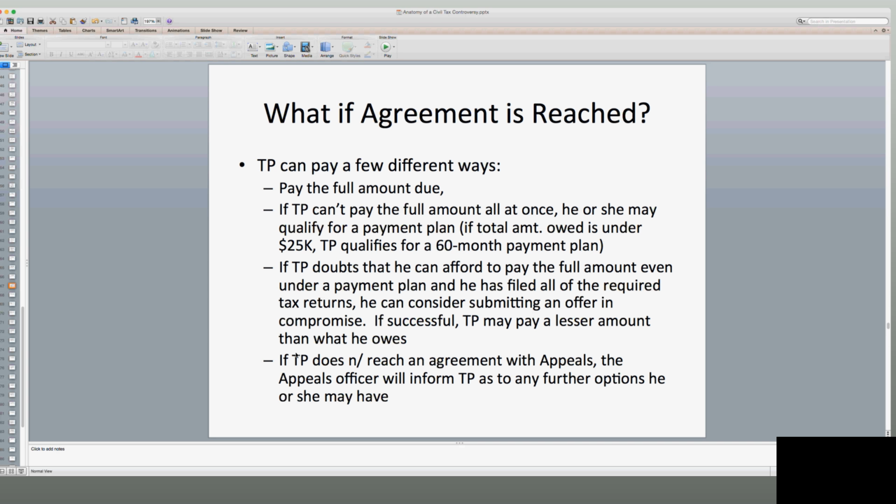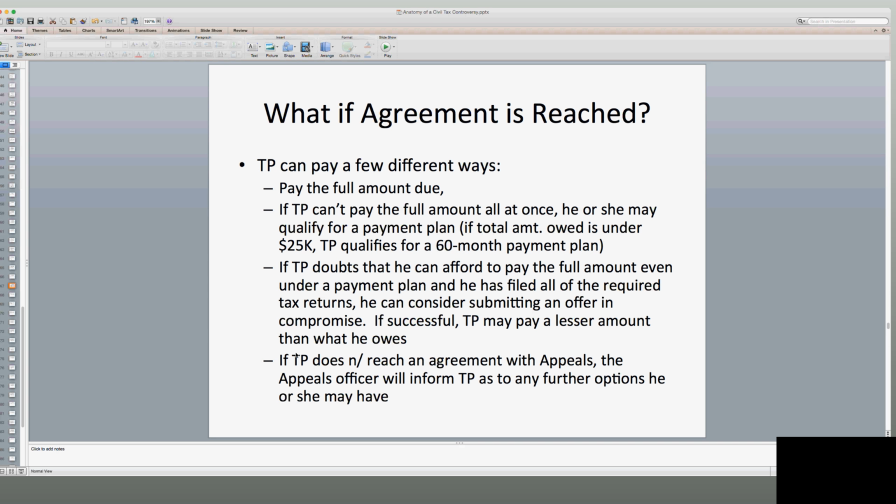If the taxpayer can't pay the full amount due at once, he or she may qualify for a payment plan. If the total amount is under $25,000, the taxpayer qualifies for a 60-month payment plan. If the taxpayer doubts that he can afford to pay the full amount, even under a payment plan, and he has filed all required returns, he can consider submitting an offer in compromise. And if that offer is accepted, he or she may pay a lesser amount than what he owes.